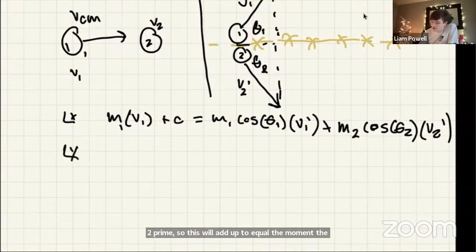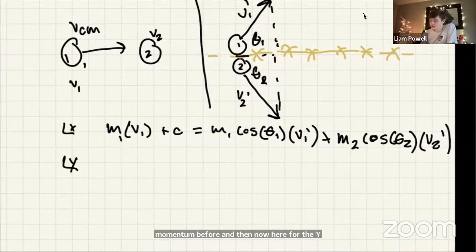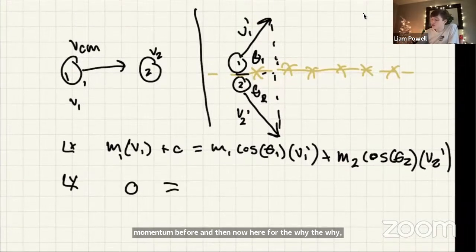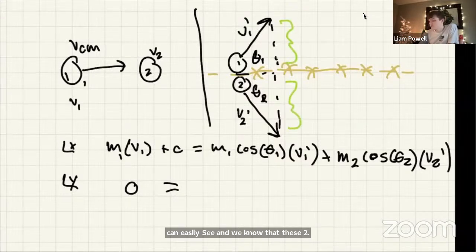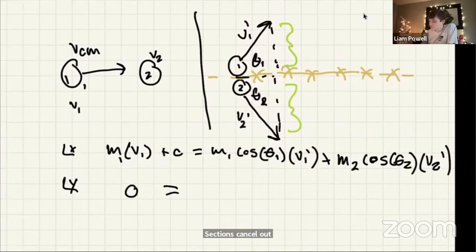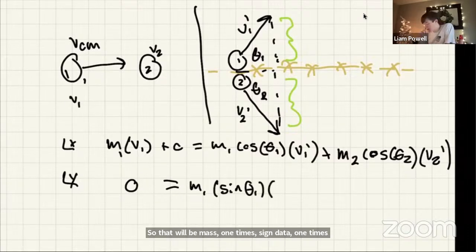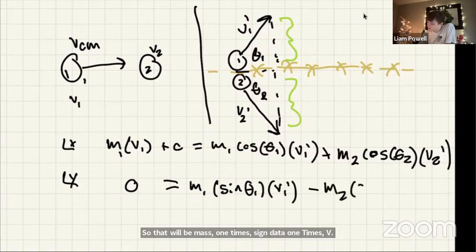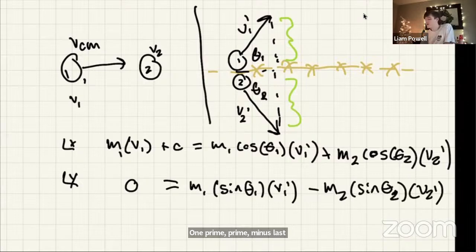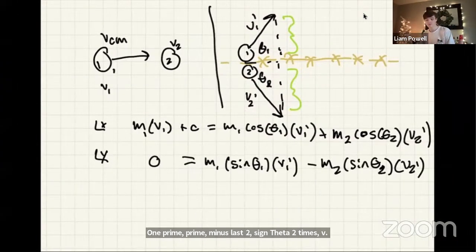And then now here for the y before, there's no y movement. So it would be 0 is equal to, and since there's no y movement, we know that these two sections cancel out. So that will be mass 1 times sine theta 1 times v1 prime minus mass 2 sine theta 2 times v2 prime. And then that would equal 0. And you can easily solve for things there. Okay.